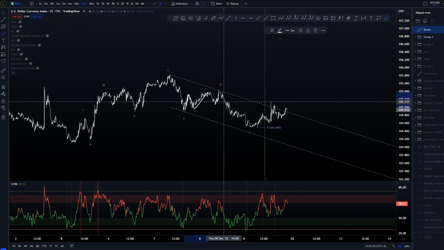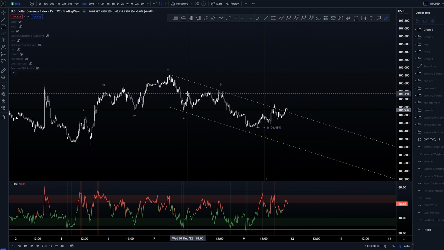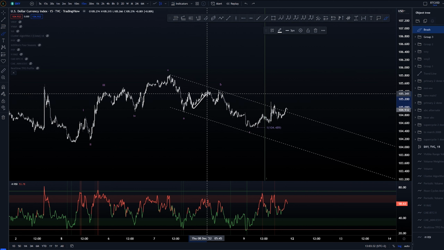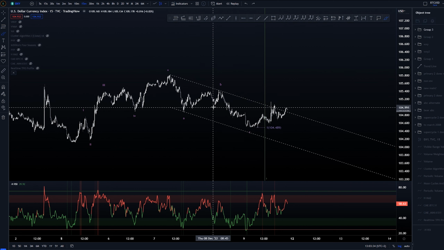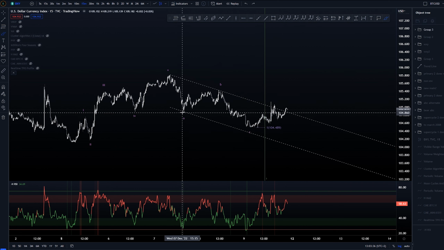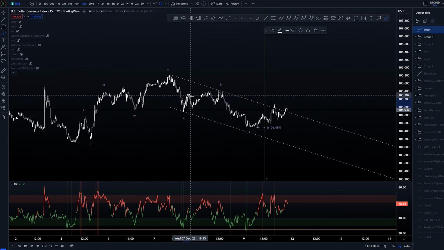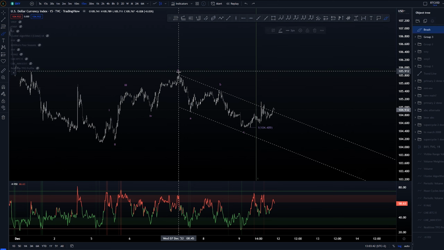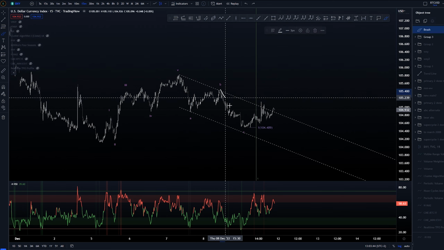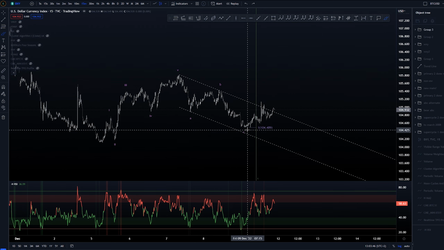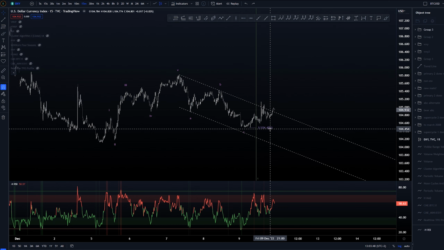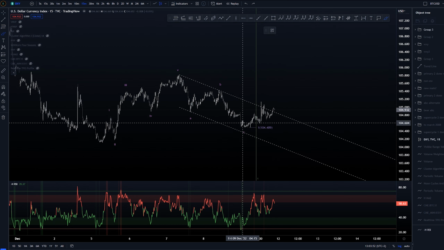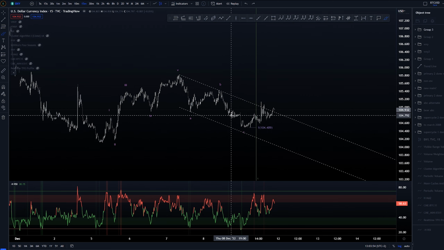Either this was a structure like this, and we had some kind of very ugly ending diagonal here, or this would be a structure like this as a running flat, which ended up being the right one. So this was a 3-wave structure like this, a zigzag. Then we were looking for a partner leg for this A wave, for that C wave, and we got exactly to the 1-to-1 extension here around the $104.48 area. And that, again, was the profit taking area for sure.